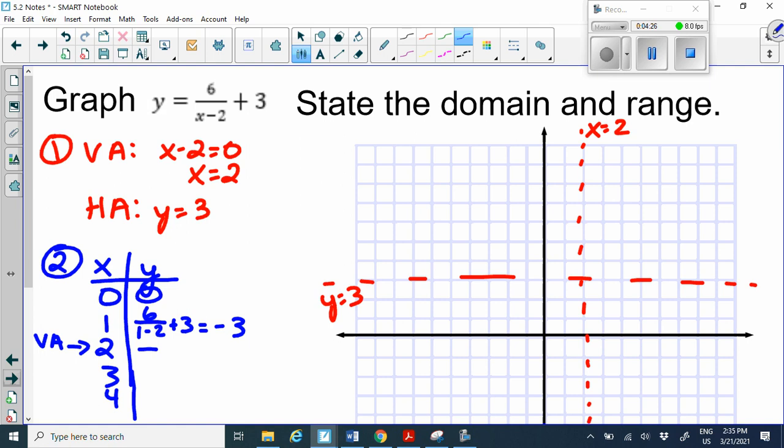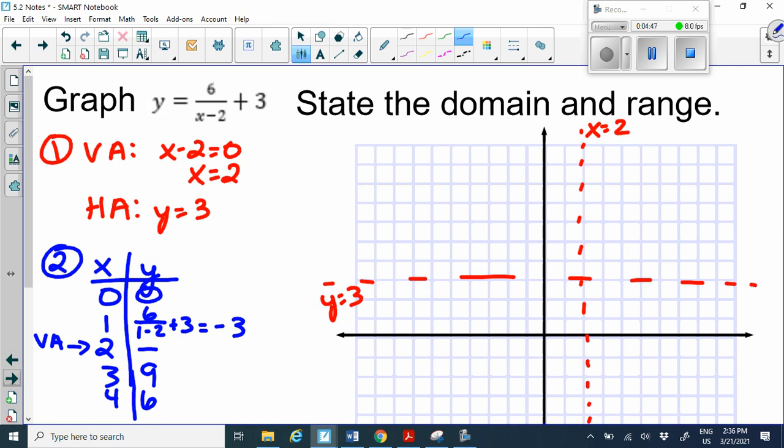Okay, now we have to plug in 3. So now when we do that, I get 6 divided by 1, then plus 3, that gives us 9. And then for 4, I do 6 divided by 2, that's 3. 3 plus 3 is 6. There we go. Okay, so now we go ahead and plot these.